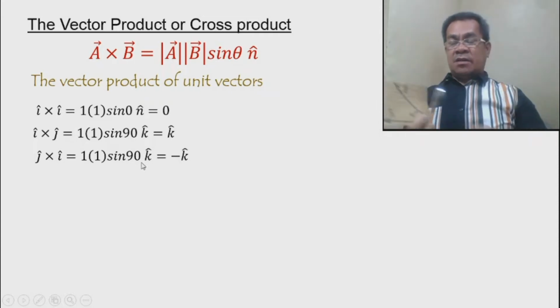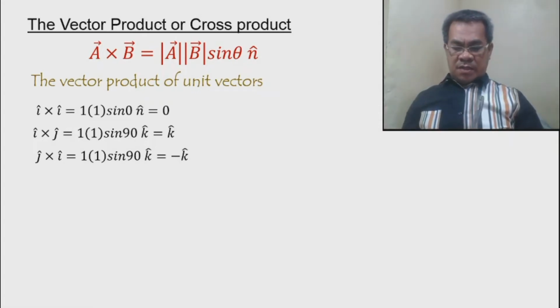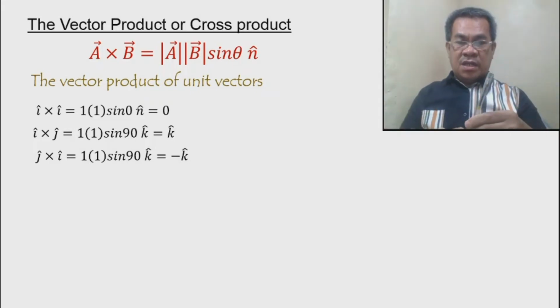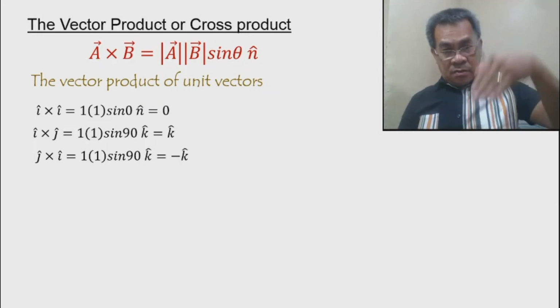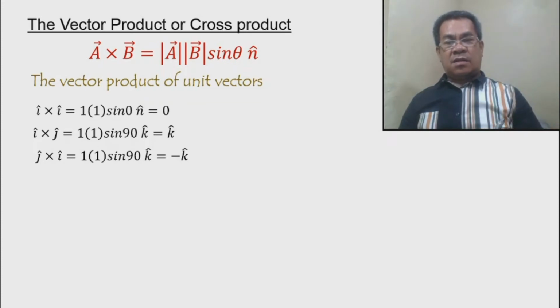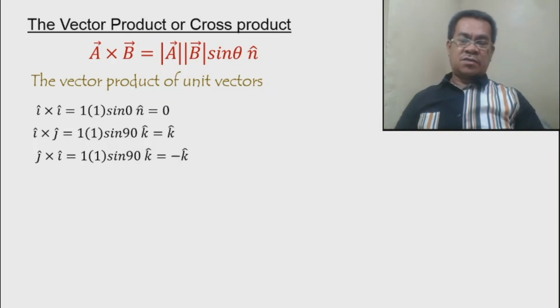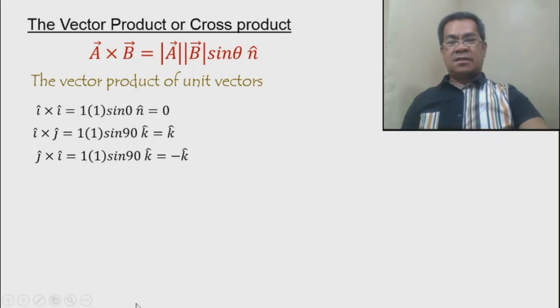Why? Because if you reverse the angle, if you take the J cross I, the direction will, instead of having this one, reverse. So when it reverse rotates, it will also change its direction while propagating towards below. Okay? The K is upward, then the negative K should be downward. So that's why the answer to J cross I is negative K.